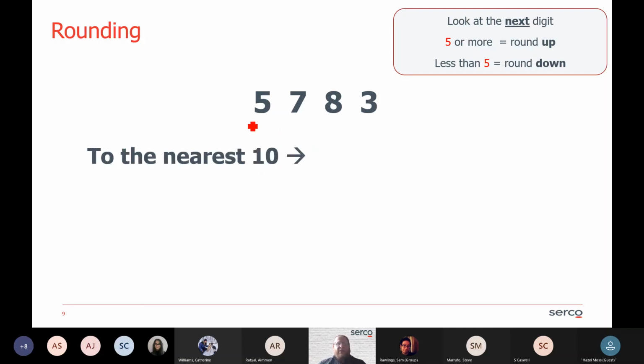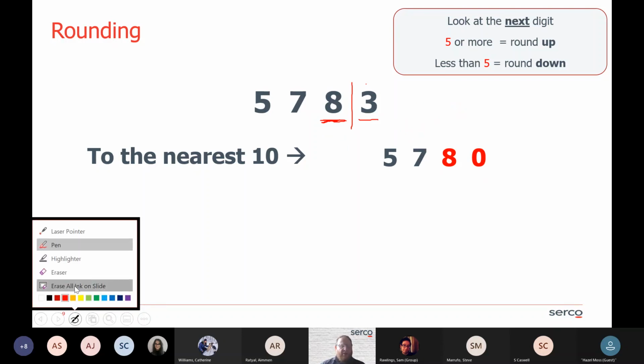5,783. If we want to round that to the nearest 10, well, we said this 8 figure here is our 10s figure, so there's actually 8 tens. So that's the number that we're looking at. So we want to round to that level. And what's sometimes useful is to draw a little line there and then look at the number after the line. So in this case, it's 3. If we look at the top, it says that if we have less than 5, we round down. So our answer for the nearest 10 would be 5,780. So we've taken that 3, and because it's less than 5, we round it down to 80. And if you think 5,783 is closer to 5,780 than it is to 5,790, so that makes sense why we round down.